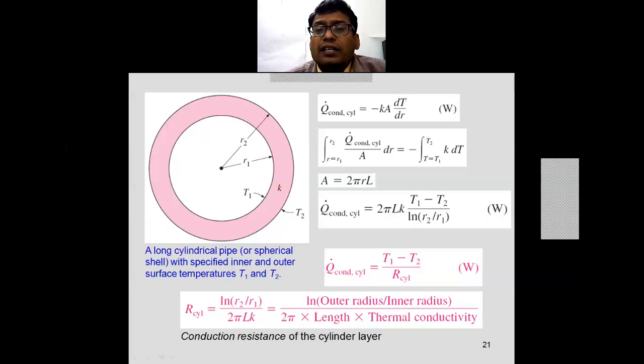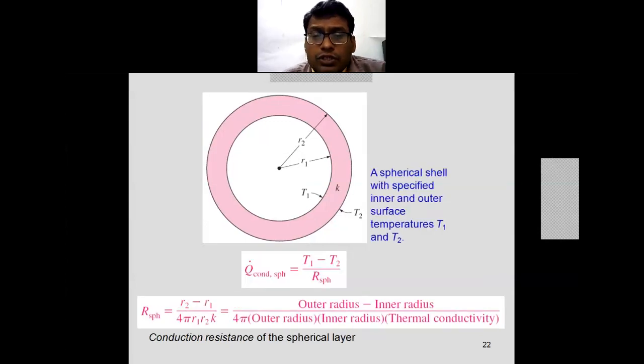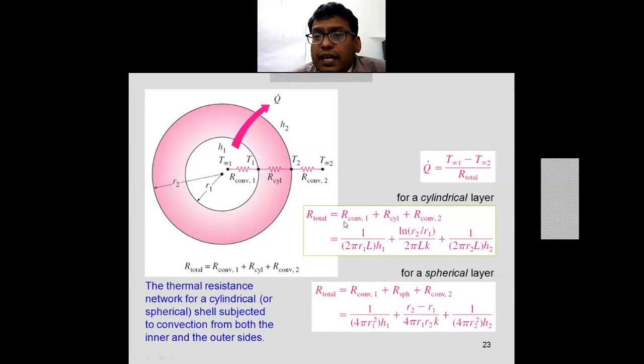You can also add the resistance in a number of cylinders. Now this is related to the sphere. The sphere formula is R2 minus R1 upon 4 pi R1 R2 into K. So this is the R sphere. We have also derived this in the previous classes. Now adding the R convection first, that is T infinity 1, T1, then T2 and T infinity 2. All these four temperatures are accounted for: T infinity 1 is the bulk temperature of the inside fluid, T infinity 2 is the bulk temperature of the outside fluid. From T2 to T infinity 2, you will get the R convection.